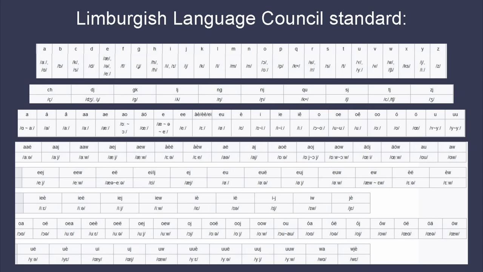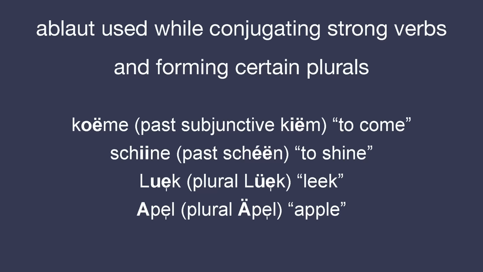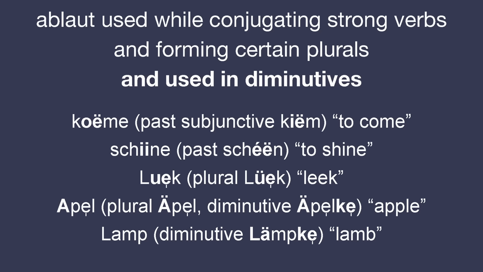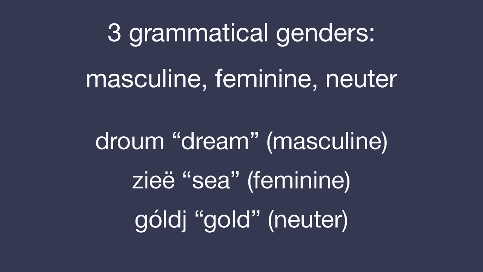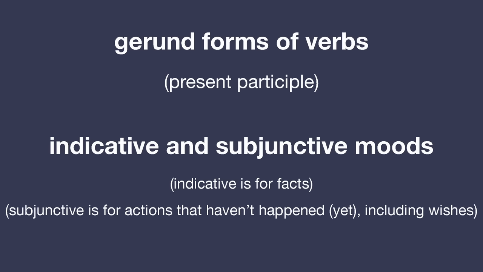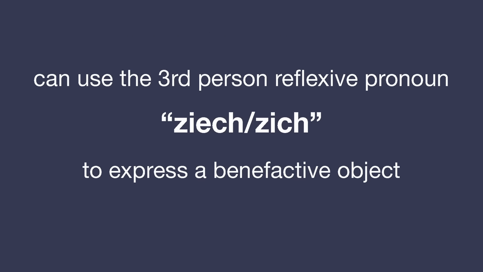Limburgish has no official spelling for all of its dialects, but there is the Limburgish Language Council standard, which is characterized by many acute accents, breves, umlauts, circumflexes, and double vowels. Like other Germanic languages, Limburgish uses ablaut for strong verbs in some plurals, but it also uses ablaut to form certain diminutives. Limburgish also has three grammatical genders instead of two, has a gerund form for verbs, distinguishes the indicative and subjunctive moods, and it can use the reflexive pronoun sich to express a benefactive object.